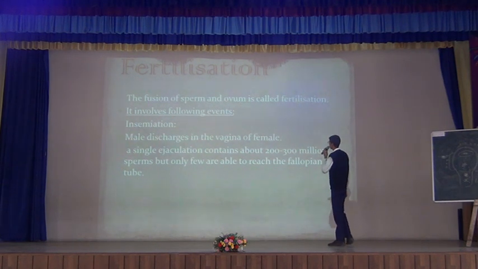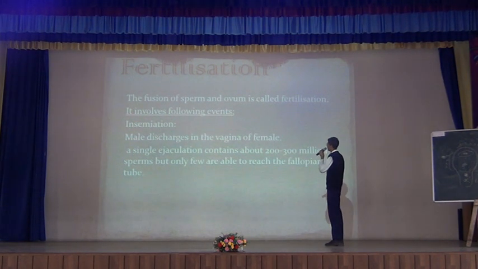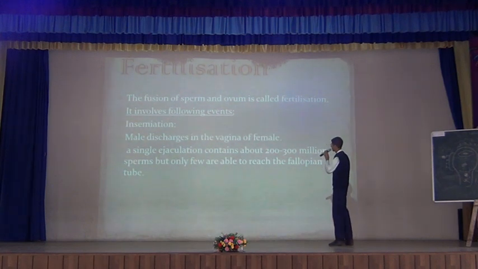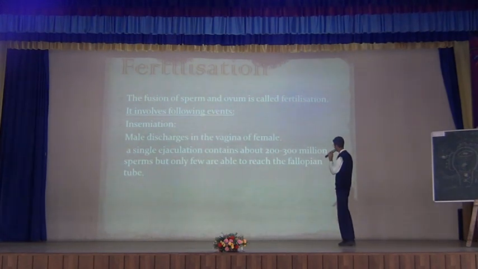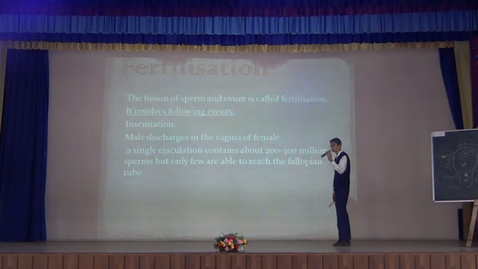Fertilization. It is the fusion of sperm and ovum. It involves the following events: insemination. In this, a male discharges sperms into the vagina of the female, which contains around 200 to 300 million sperms, but only a few are able to reach inside due to some being killed by the acidity.